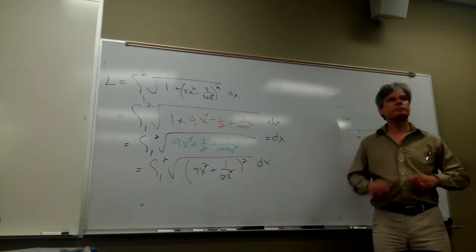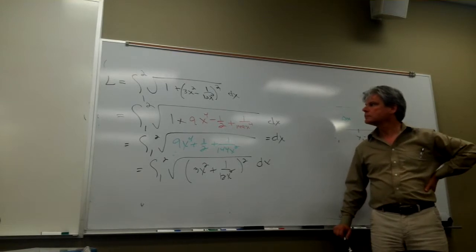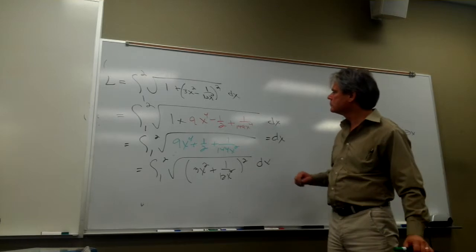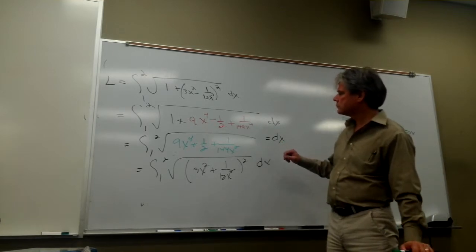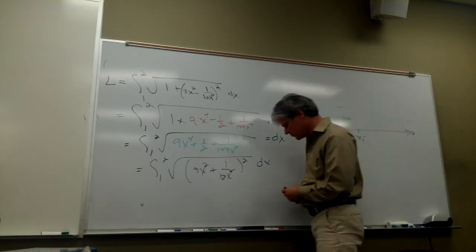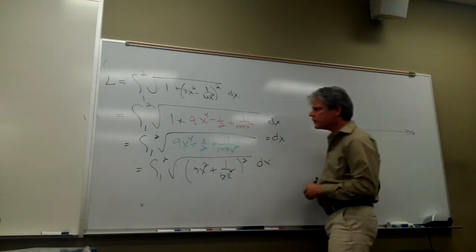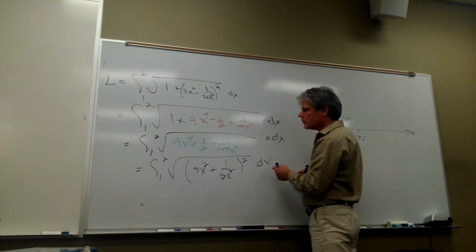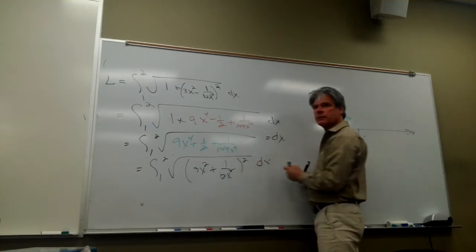Where'd you get 144x squared? It should be x to the 4th. In the green, it's x squared. That's why I thought it was x to the 4th. See, look. Oh, okay.